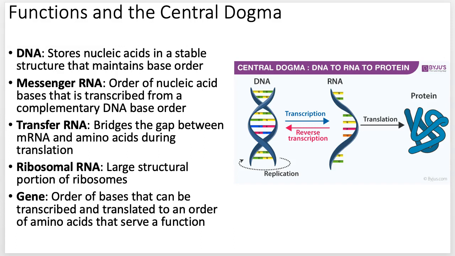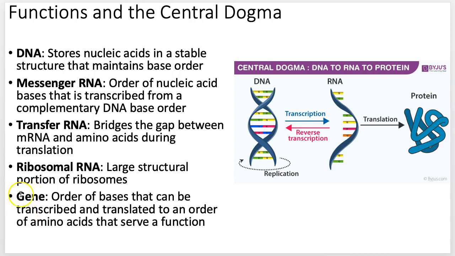Well, lots of people will say, oh, it's something that makes a protein. Okay, well, there's genes that don't do that. So that's true in some cases, not always true in all cases. The best way that I think about it is it's the order of bases that can be transcribed. So it's a chunk of DNA that has a specific order of bases, a number of bases, that can be transcribed into an RNA and then translated into a set of amino acids that serves a function.